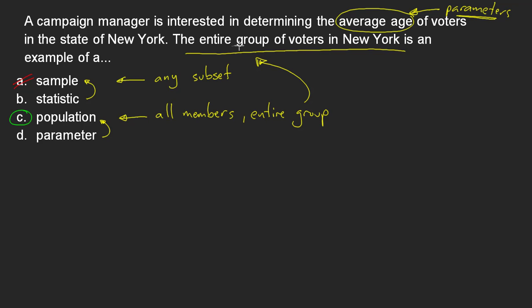That's not what we were supposed to focus on in this question, but there is a parameter being mentioned here. So we are not dealing with identifying properties of either a sample or a population. We're not dealing with a sample, but instead the entire group of voters in New York is an example of a population, C.